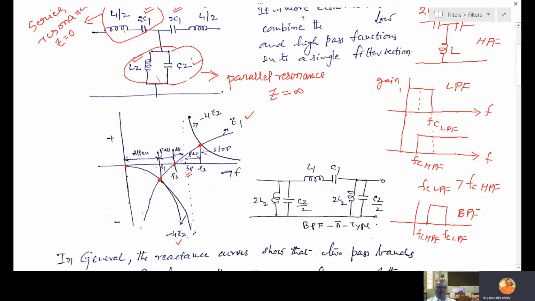So from 0 to F1, as I explained earlier for the low pass and high pass filters, take the ratio of Z1 by 4Z2; it will definitely be between minus 1 and minus infinite. Therefore, it is an attenuation band. F1 to Fs, that ratio is between 0 and minus 1. Therefore, it is a pass band. Then Fs to Fp, again the ratio is between minus 1 and minus infinite, therefore a stop band. Then Fp to F2, again a pass band. F2 to infinite, again a stop band.